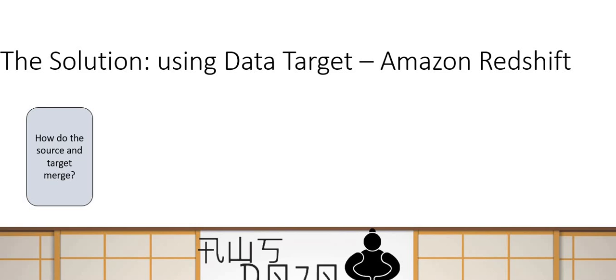So if you're using the target node of Amazon Redshift, how does the merging of source and target work? There are two configuration approaches you can use. In one, you simply do configuration. In the other, you have to write some kind of SQL statement. So let's go through and understand both options one by one.